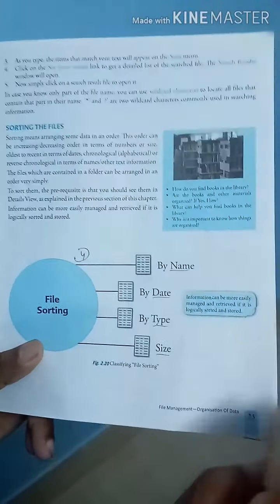By name means data can be arranged name-wise. Click on the Name tab, then highlight the pictures; this is how you arrange by name. You can also select alphabetical order, A to Z, and the files are arranged A to Z. If you select Z to A, then the files are arranged in Z to A order.